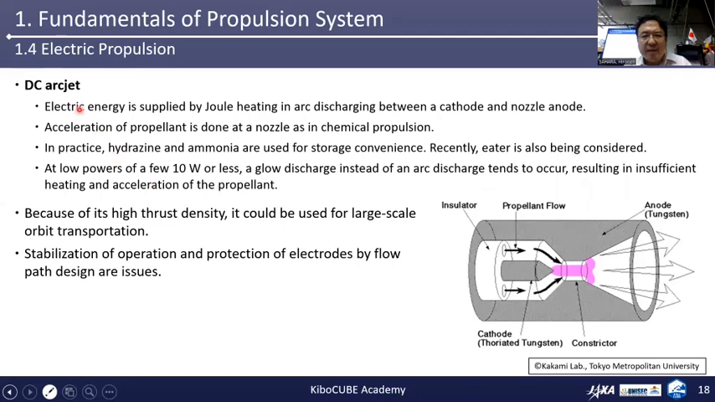The DC arc jet is an electrothermal acceleration type electric propulsion in which propellant is energized by an arc discharge and the propellant is accelerated by a nozzle and injected. The specific impulse is low among electric propulsion systems, but its high thrust density makes it suitable for large orbit changes.